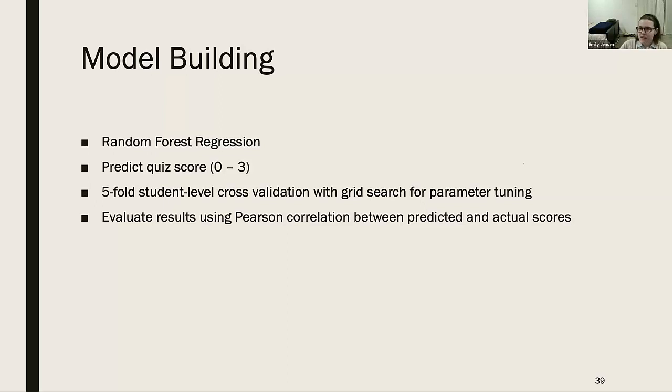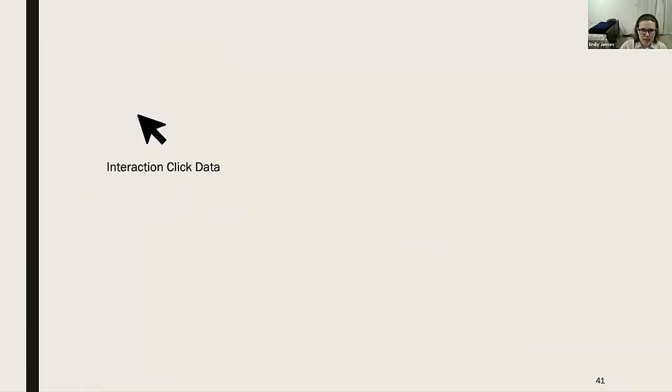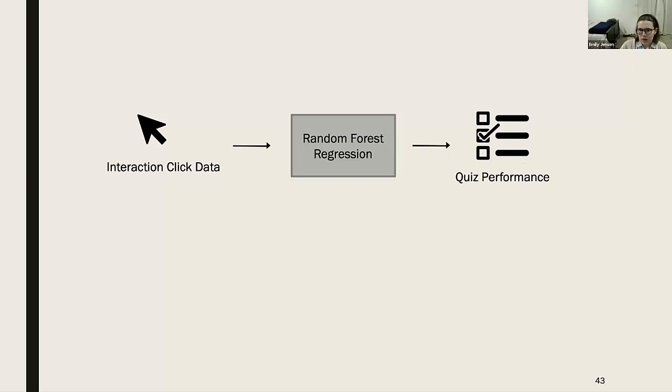0 is no relationship. And so our first research question is, how well can we predict quiz performance using the immediate learning context? What we did is we took our interaction click data, which I just described, and fed that into our random forest regression model and came out with labels on quiz performance. This initial model gave us a Pearson correlation of 0.42. So that can be our baseline model that we're going to compare everything else to.